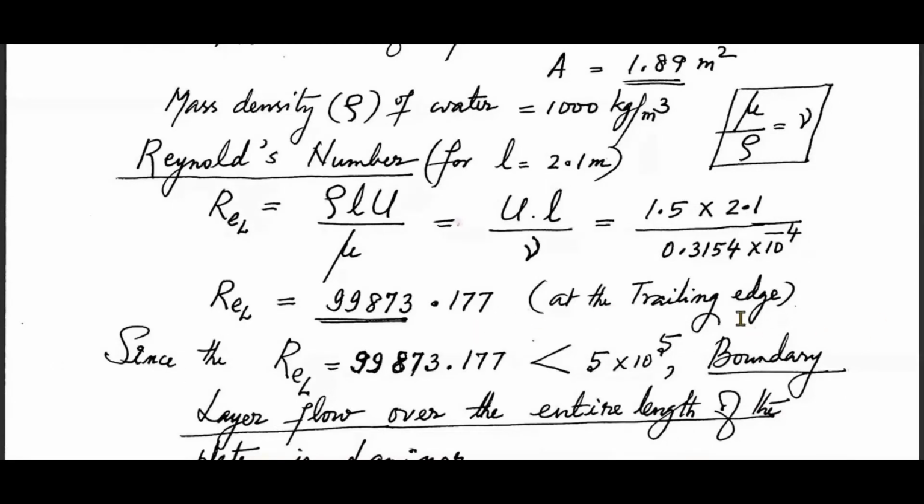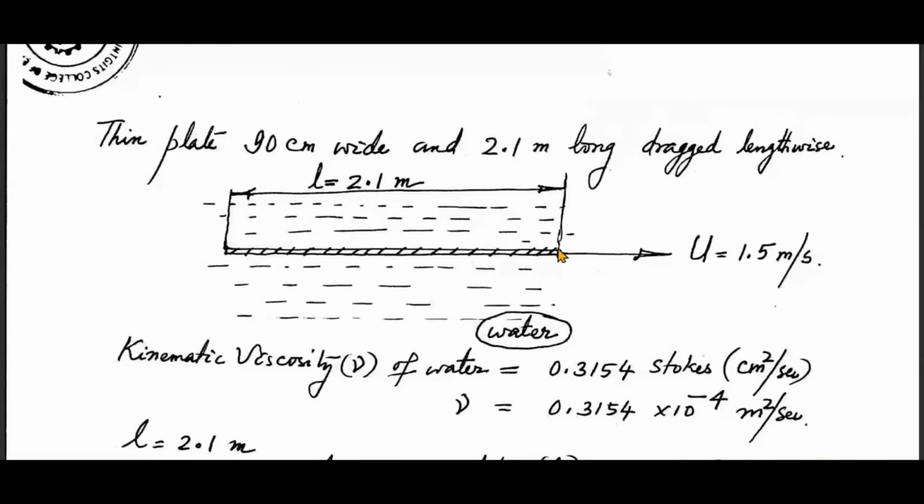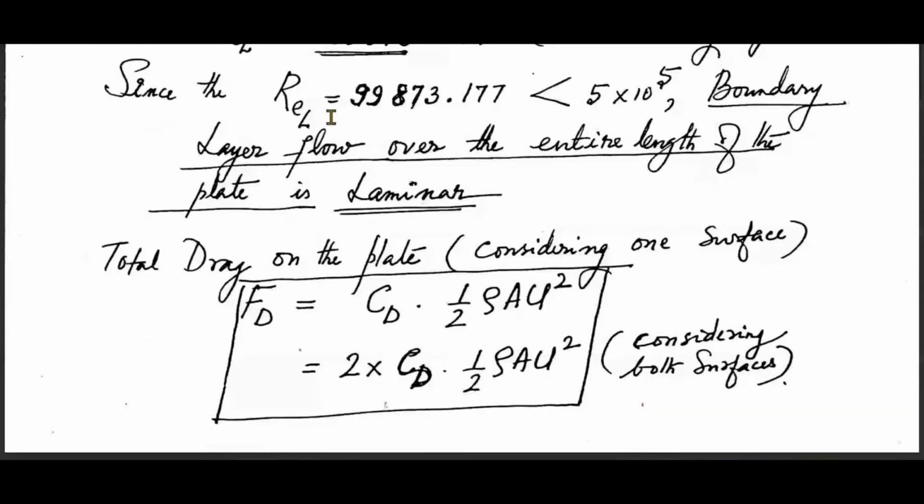That is, we are considering the total length here. So this is the leading edge. Here it is moving to the right. Therefore, this is the leading edge and this is the trailing edge. So at the trailing edge, the Reynolds number is this one. Re based on the entire length is 99,873.177, so less than 1 lakh.